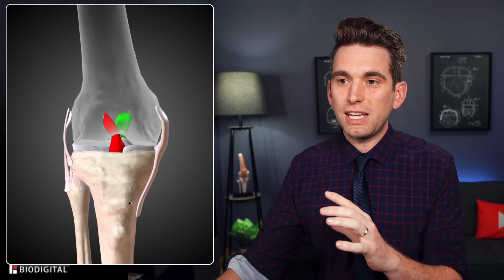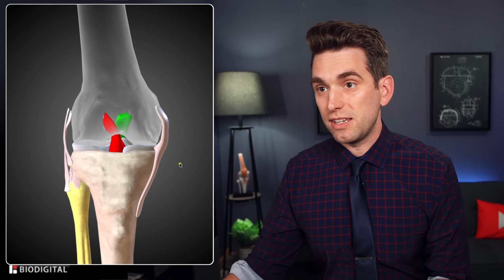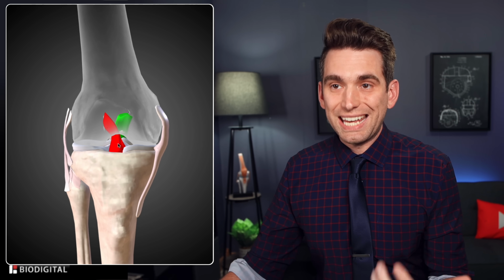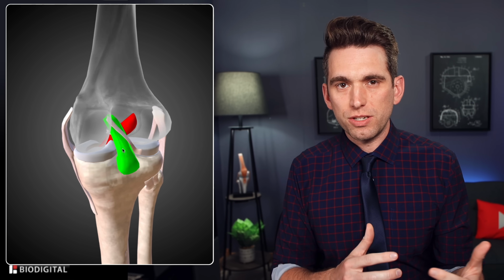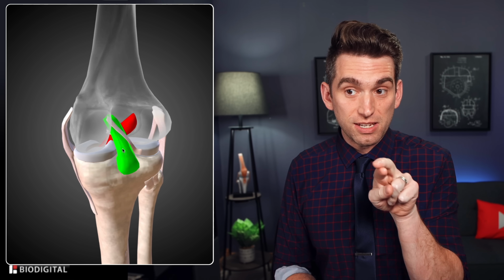So here we're just looking at the knee straight on. The fibula bone is over here, so this is going to be the outside of the knee, this is going to be the inside, and we're looking at the front. What I've done is I've shown the ACL in red and the PCL in green. PCL standing for posterior cruciate ligament. Cruciate because they cross within the knee joint, posterior because it's in the posterior part of the knee.